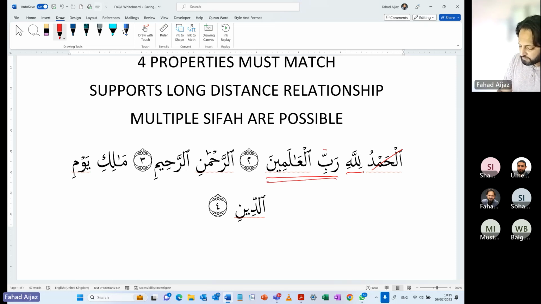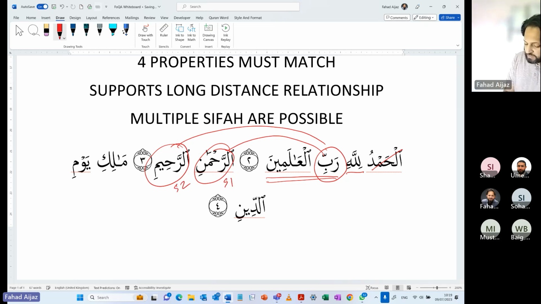Then we took the Rabbi and we saw the properties of Rabbi mapping to the properties of Ar-Rahman Ar-Rahim. So that became Mawsuf Sifa. Then Ar-Rahim also was mapping to Rabbi. That became Sifa number 2. This was Sifa number 1 and this was Sifa number 2. Then Maliki also mapping to Rabbi. That became Sifa number 3. But between Maliki and Yomi, we saw lam and noon al followed by Jar. Maliki Yomi was an Idafa, and Yomi Ad-Dini was also an Idafa.